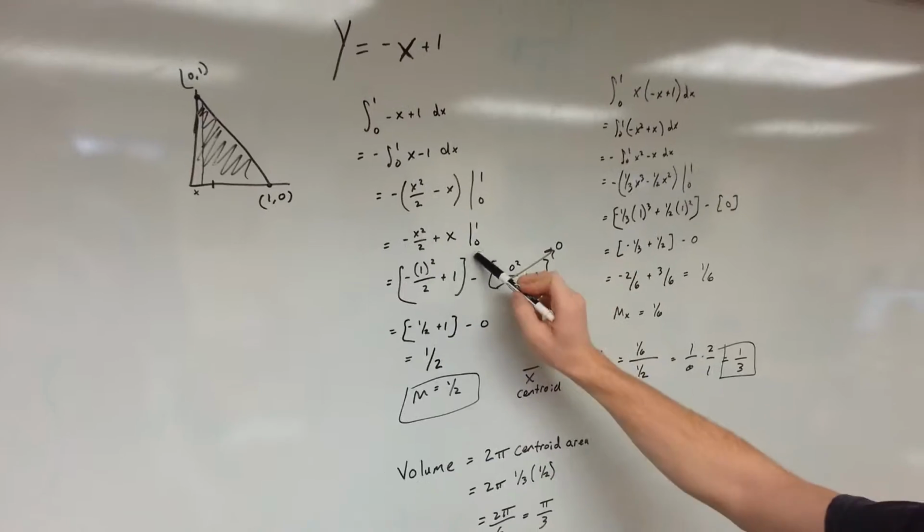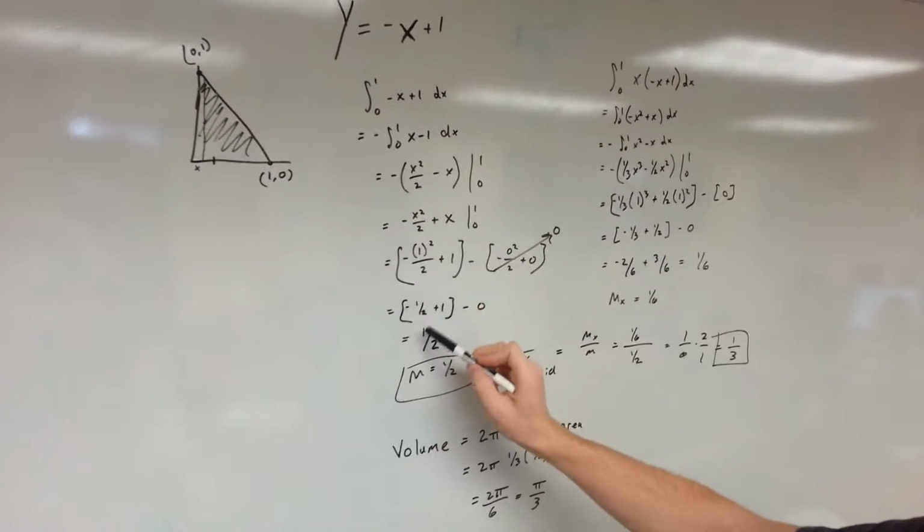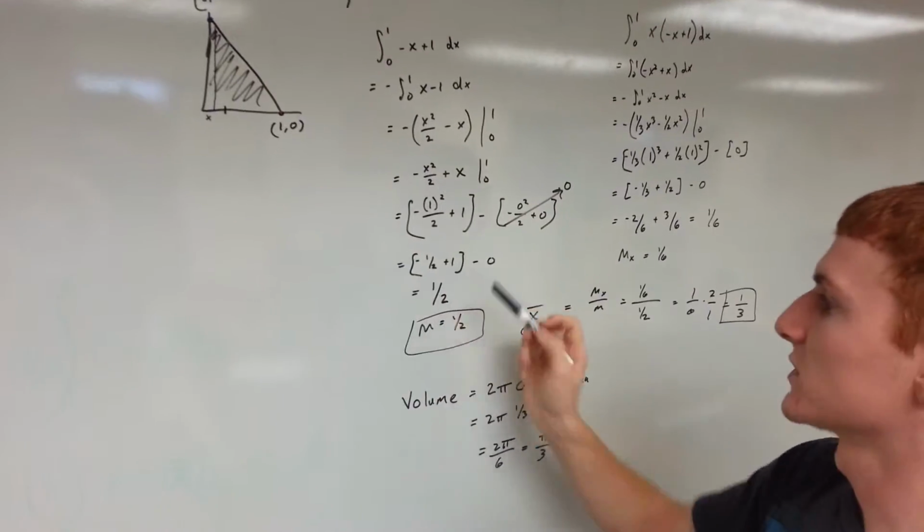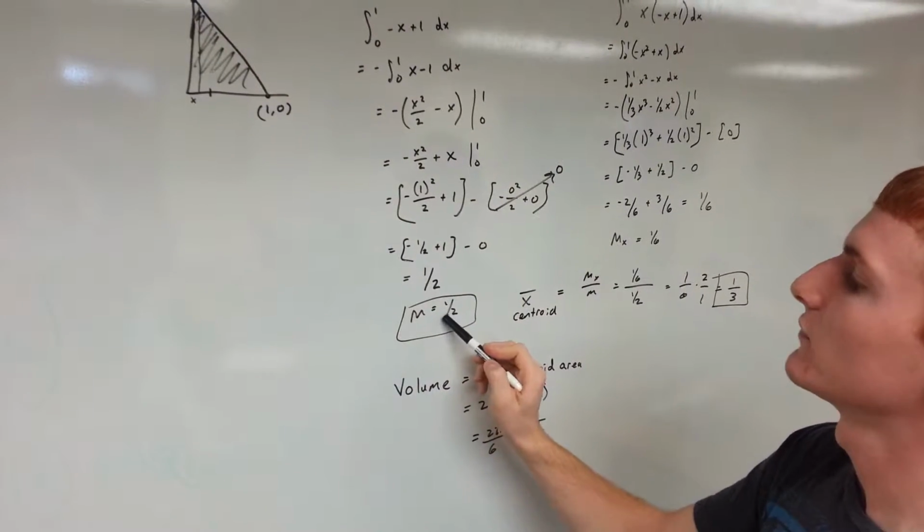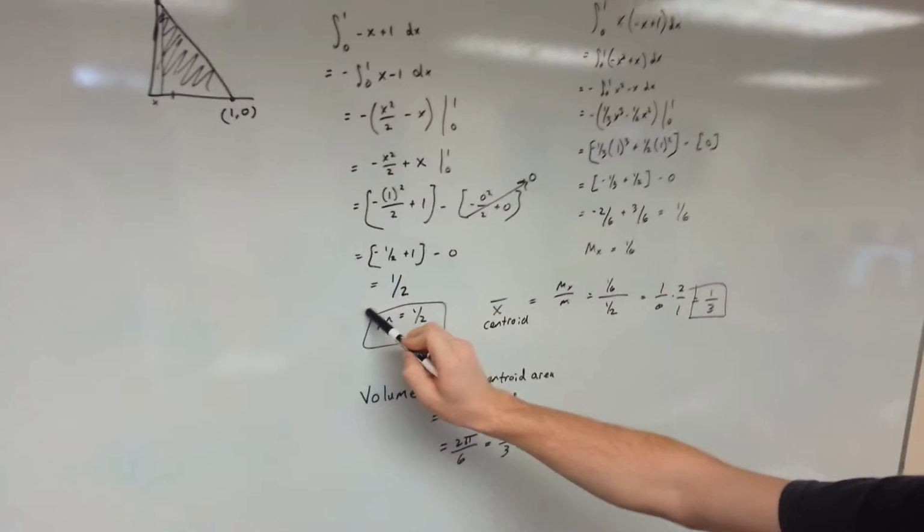This right-hand side, when you put in 0, becomes 0. Evaluate at 1, you get negative 1/2 plus 1. So our area is 1/2 of a unit. And you can think of that in terms of mass.